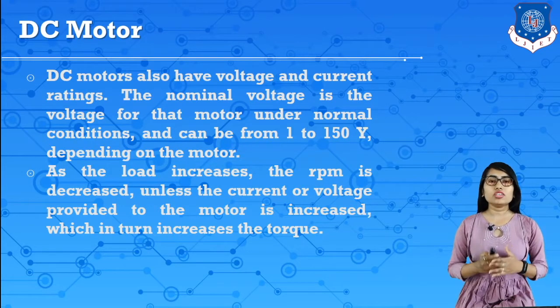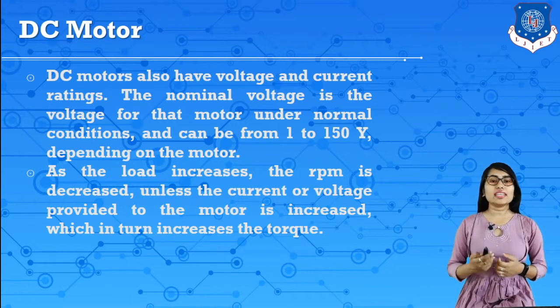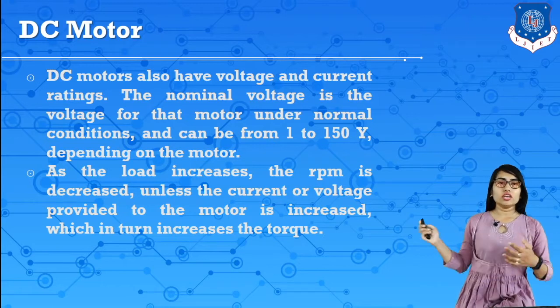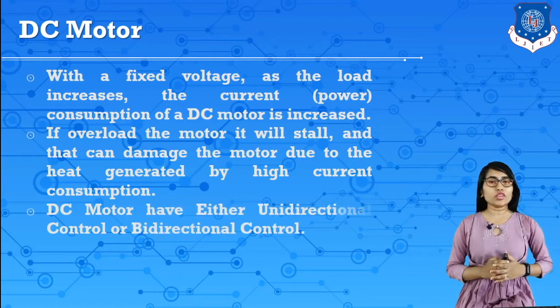The DC motors also have voltage and current ratings. The nominal voltage is the voltage for the motor under normal conditions and can be from 1 to 50 volts depending on the motor. As the load increases, the RPM is decreased unless the current or voltage provided to the motor is increased, which in turn increases the torque of the DC motor. This is for a DC motor with a fixed voltage.